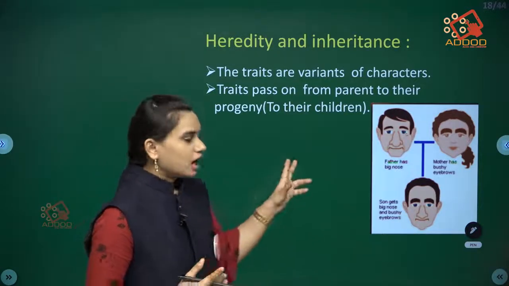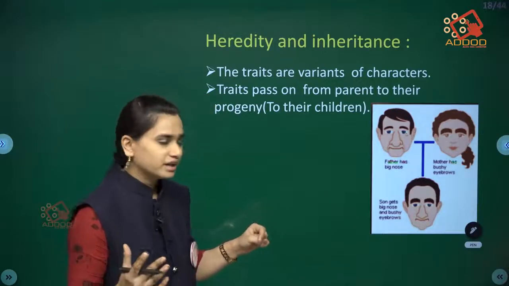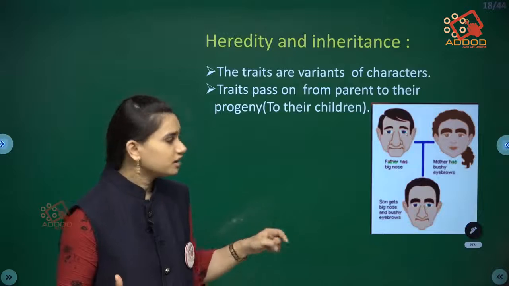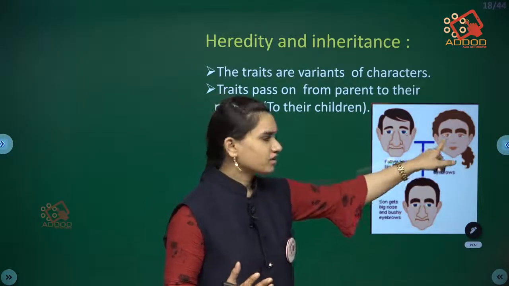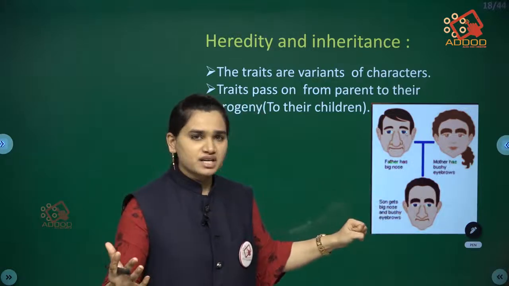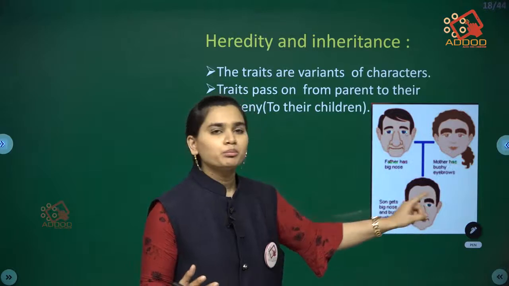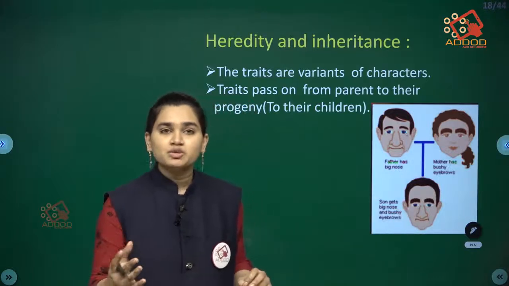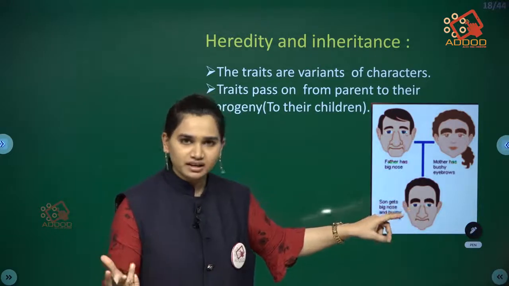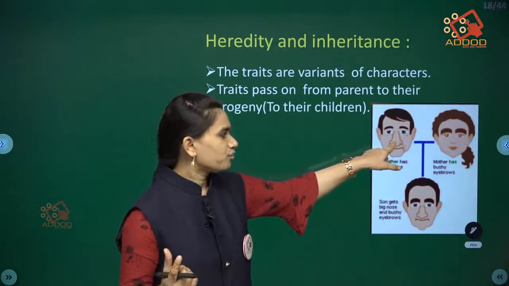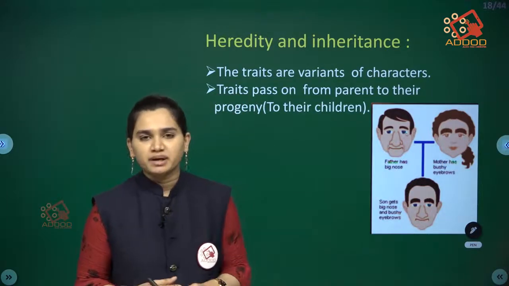Now how are these characters transmitted? For example, we will see here an example of inheritance. Father has a big nose, mother has bushy eyebrows. There are high chances that the son might have a big nose and bushy eyebrows. That is one example of inheritance. That is, the son has inherited the character of big nose and bushy eyebrows from his parents.